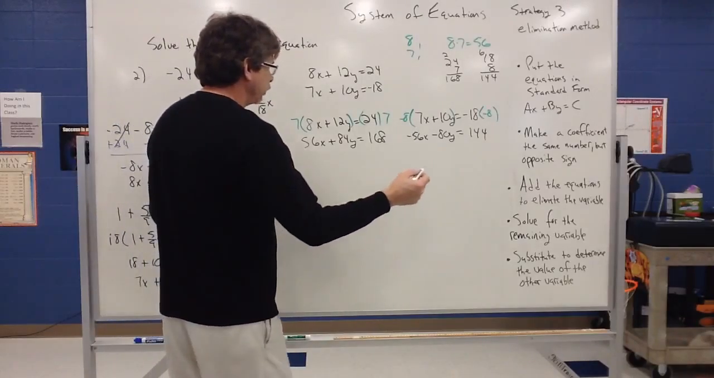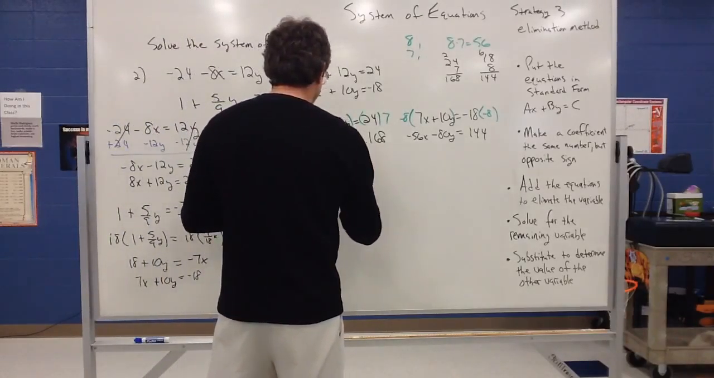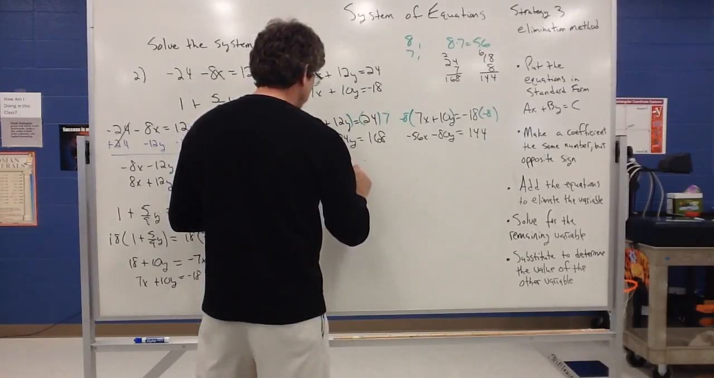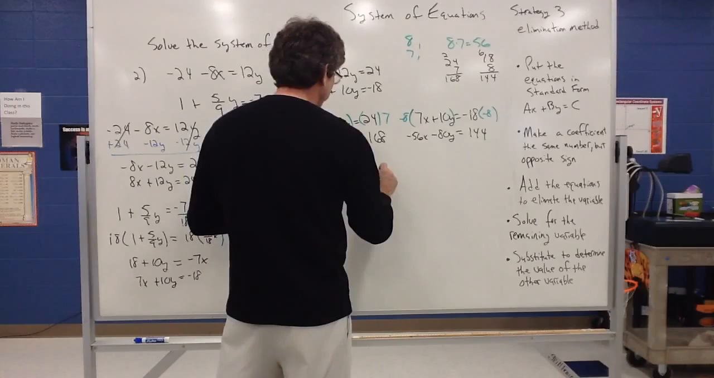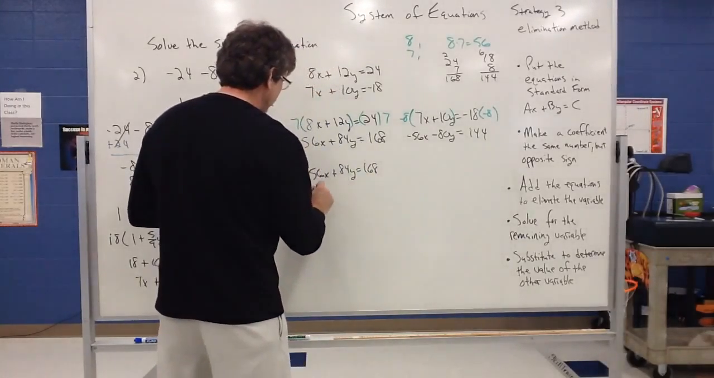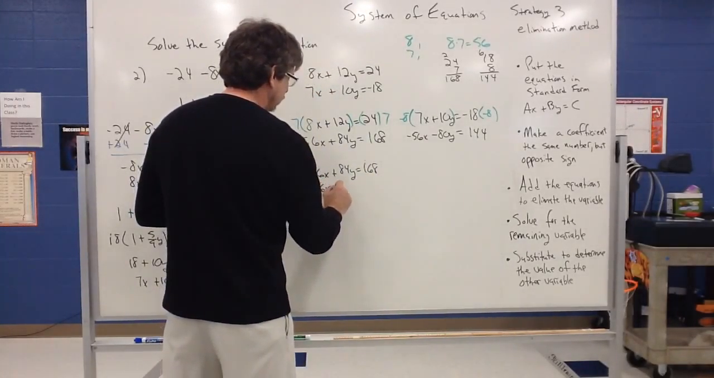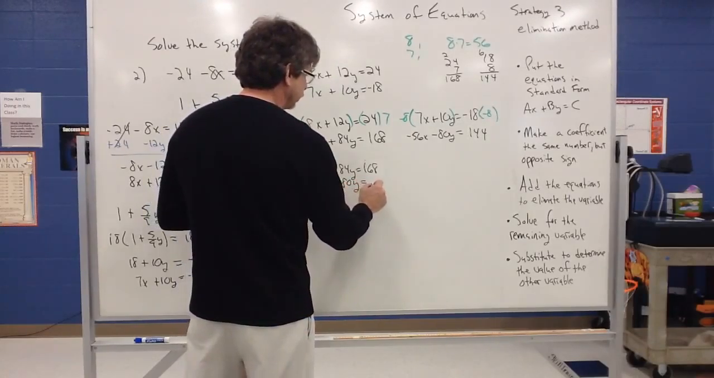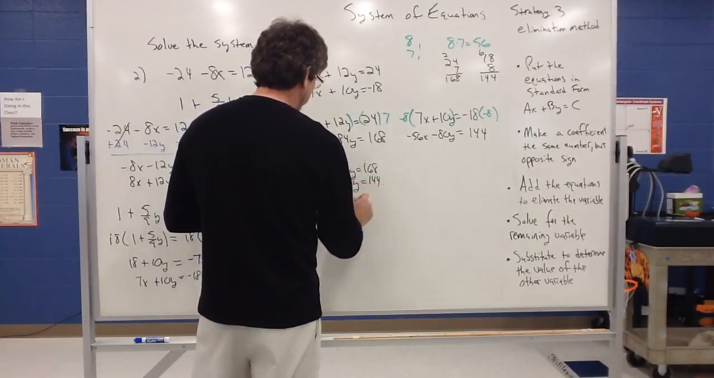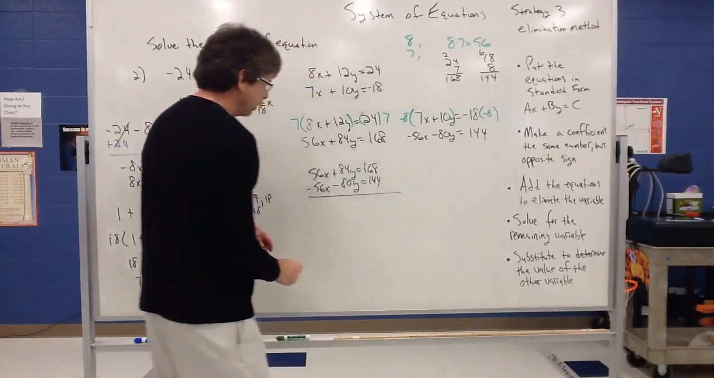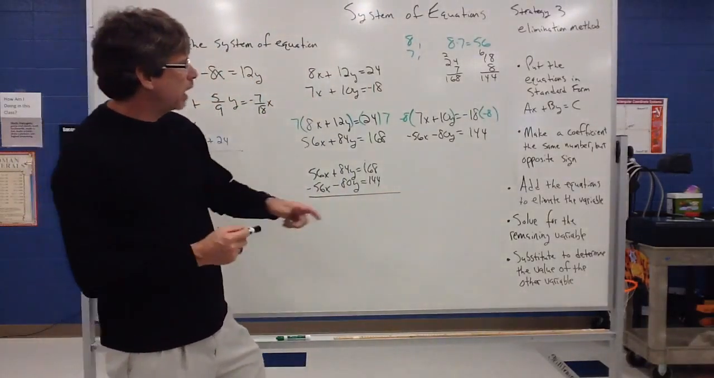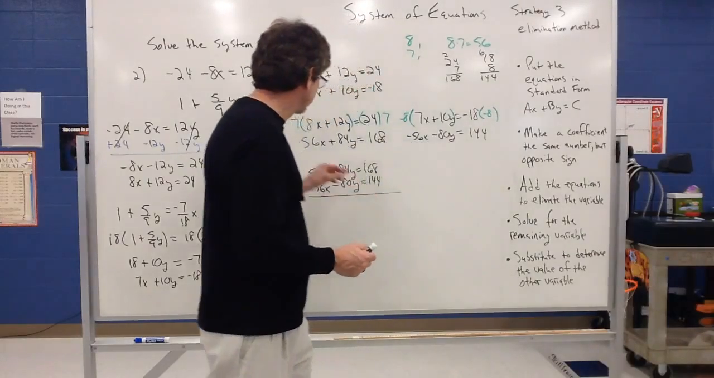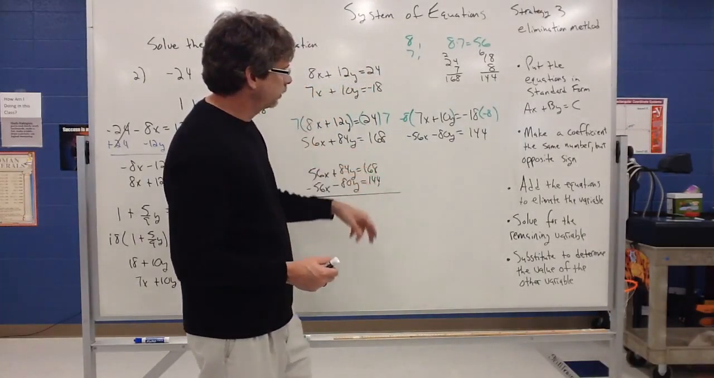So what I'm going to do now is bring these together. So I'm going to have 56x plus 84y equals 168. And I'm going to have this negative 56x minus 80y is equal to 144. So I made my coefficients the same number but opposite in sign. So I chose the x's in that case.